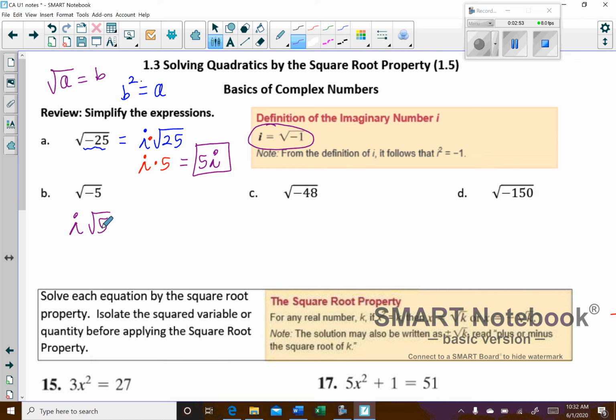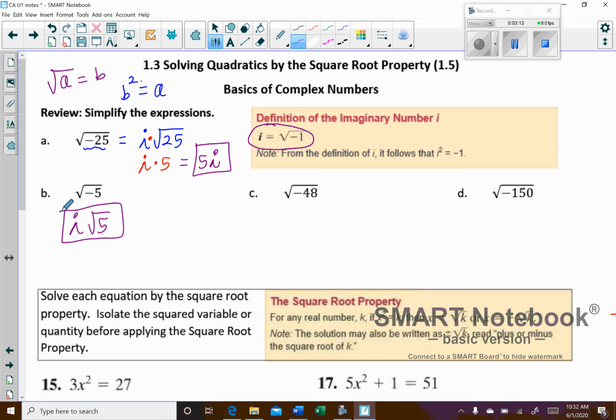Now, the square root of 5 isn't a perfect square. If I were to square root that and use a calculator, it would be a decimal that would go on indefinitely, and so that's an irrational number. Sometimes we'll use those numbers, but for the most part, we're just going to leave it as a radical. And I would just leave it like this.